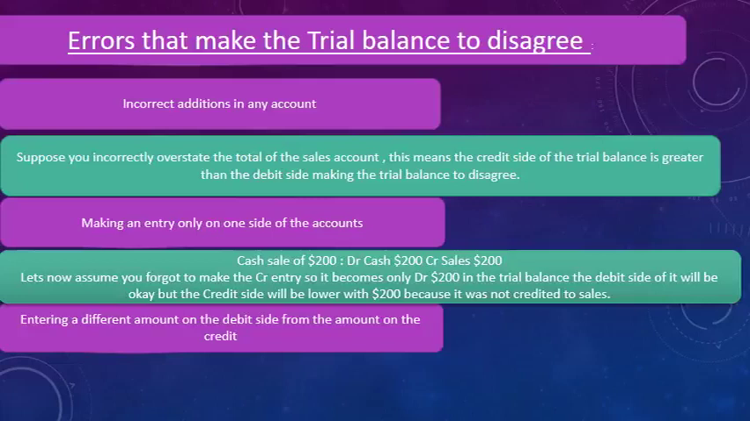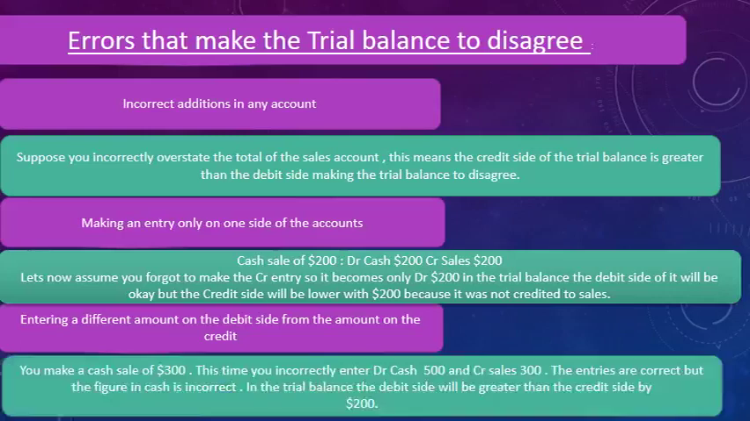Our third and final error is entering a different amount on the debit side from the amount on the credit side. So let's talk about this. You make a cash sale of $300. This time you incorrectly enter debit cash 500 and credit sales 300. Did you see the anomaly here? I said you made a cash sale of 300, but what happened? You debited cash 500. 300, 500.